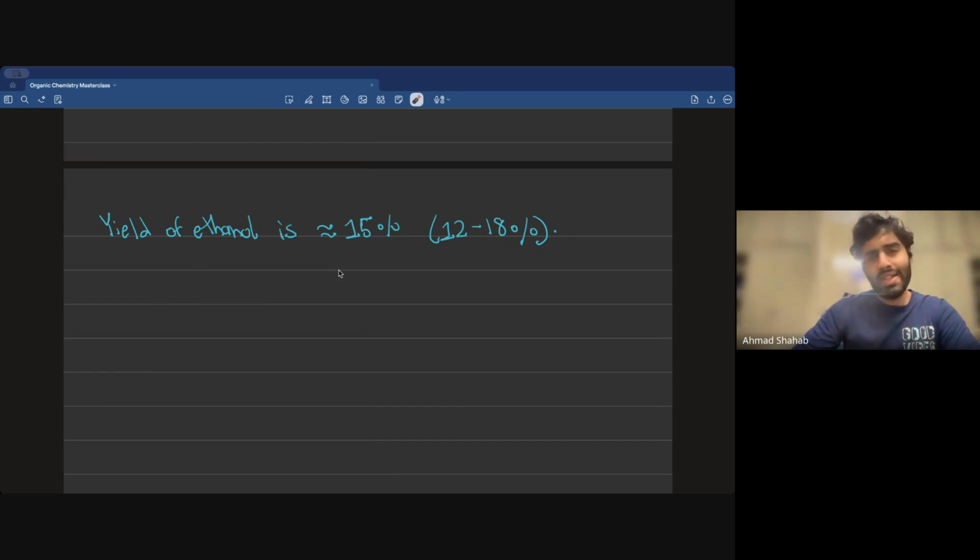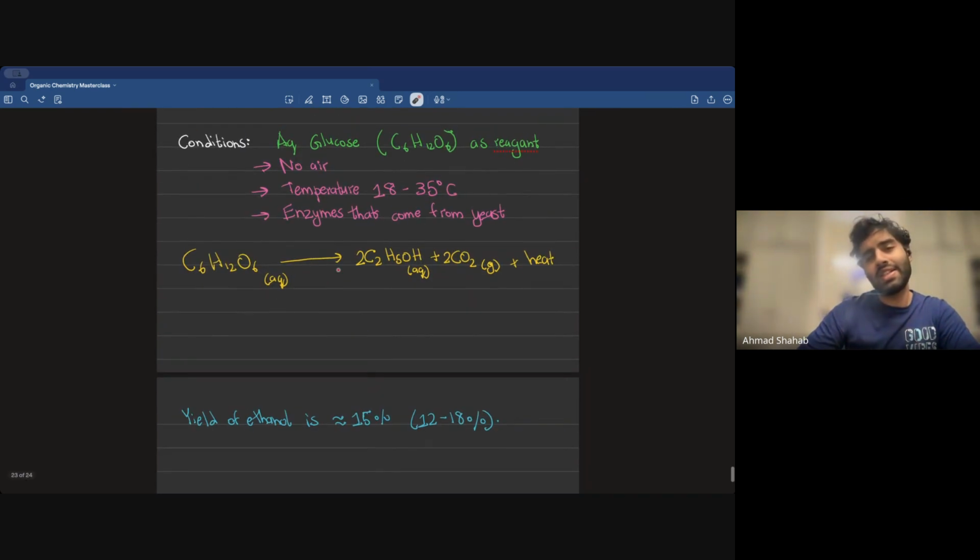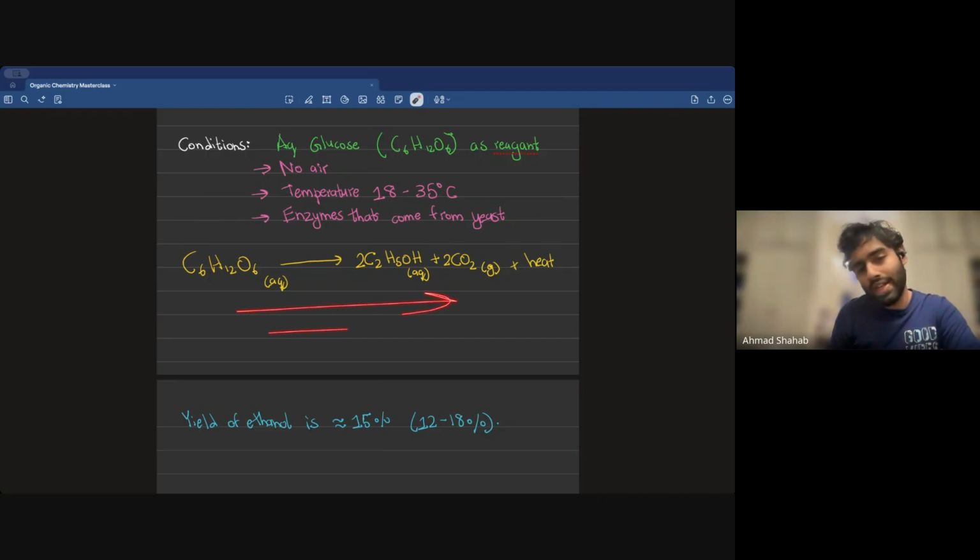As the reaction is taking place, more and more ethanol is being produced. But at one point the yeast stops working. And when the yeast stops working, obviously the enzymes that the yeast has don't work on that reaction as well. So when the yeast stops working, the production of ethanol also stops. At that point, usually you have 12 to 18% ethanol being produced, not more than that.